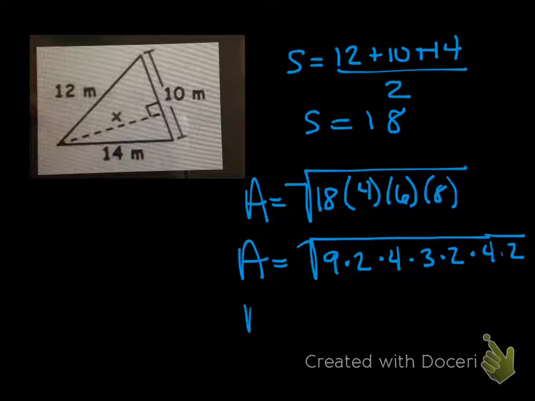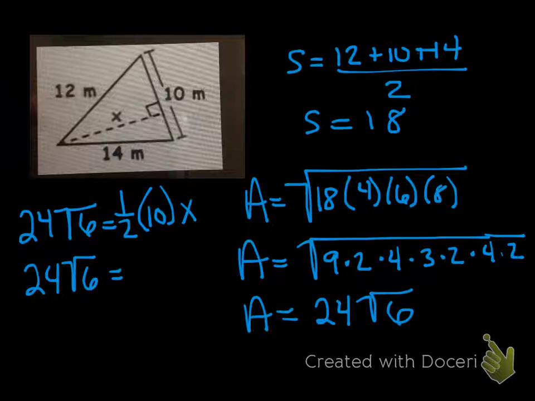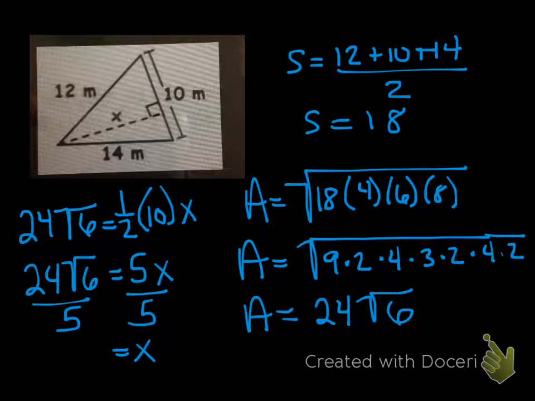Okay, once you get done with that, you end up with the area equal to 24 times the square root of 6. Alright, so we know that 24 times the square root of 6 is equal to 1/2 the base, which is 10, times the height, which is x. 1/2 of 10 is 5, so 5x. We divide each side by 5. That means that x is equal to 24 times the square root of 6 divided by 5.